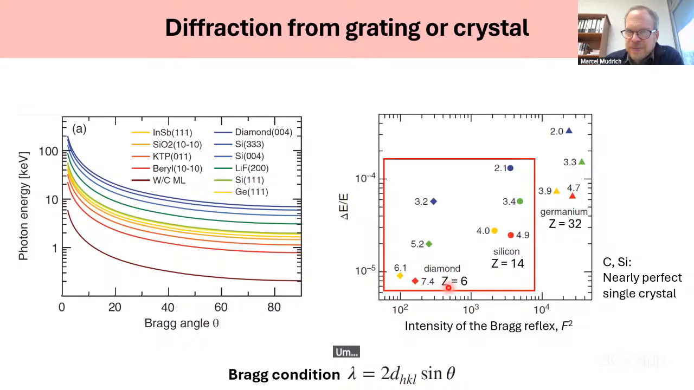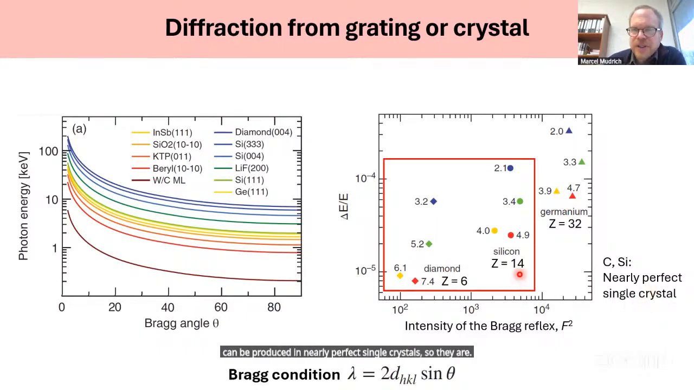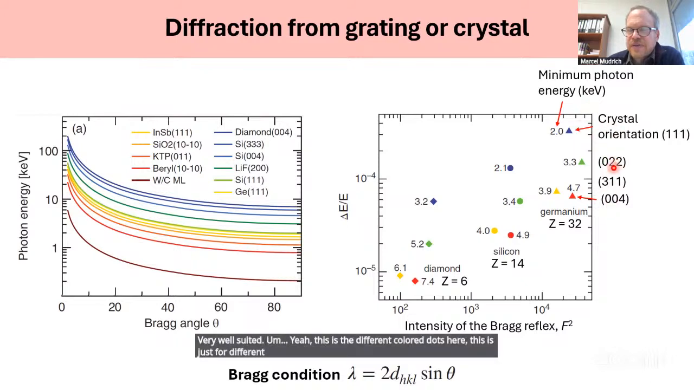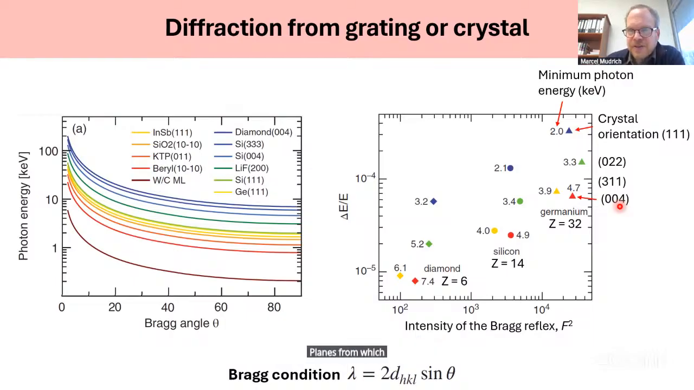But yeah, diamond obviously and silicon can be produced in nearly perfect single crystals. So they are very well suited. Yeah, these are the different color dots here. This is just for different orientations of the crystal. Of course, you can choose different planes from which diffraction should happen in the crystals.